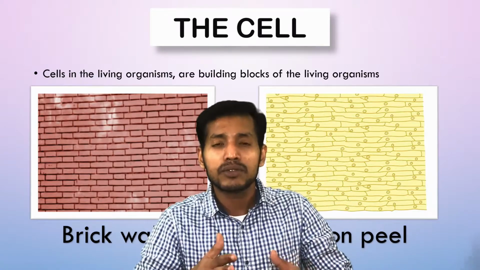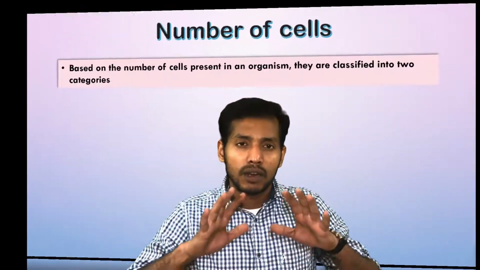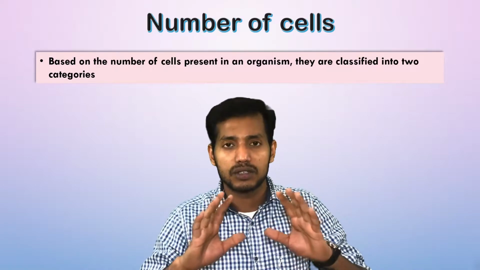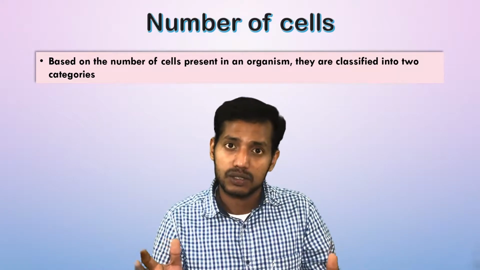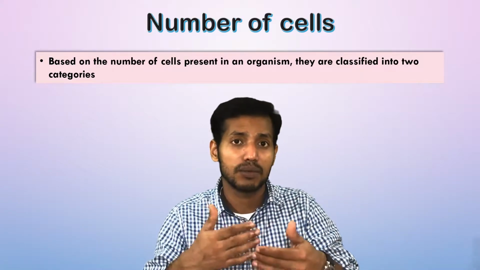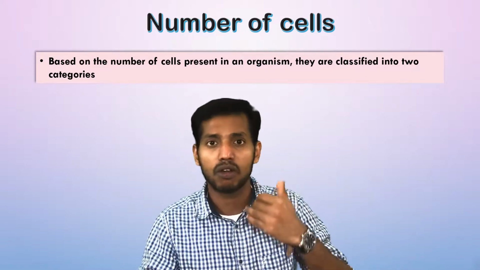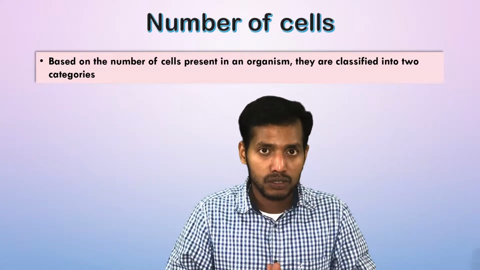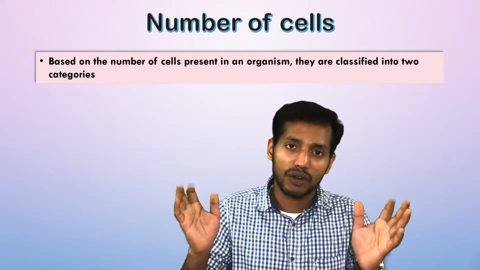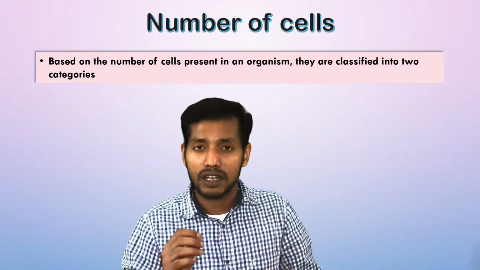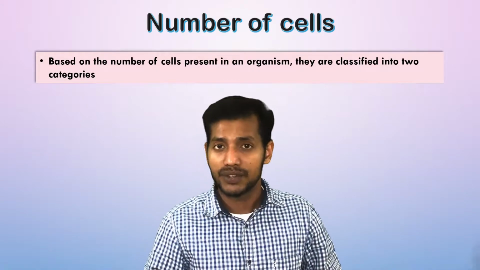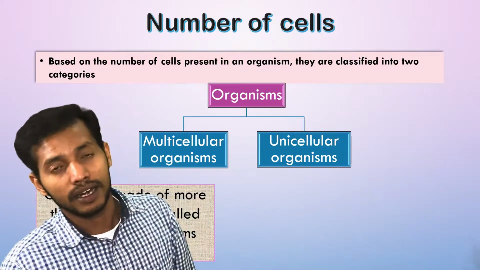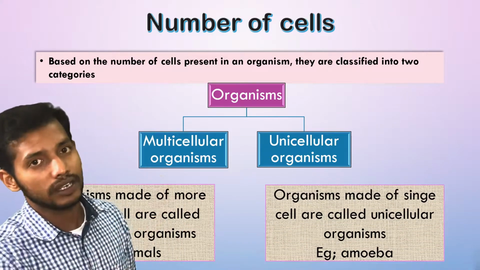Next, number of cells. As we know, all the organisms do not have the same size, so there will be a difference in the number of cells present in their bodies also. So based on the number of cells present, organisms are classified into two categories. They are unicellular and multicellular organisms.